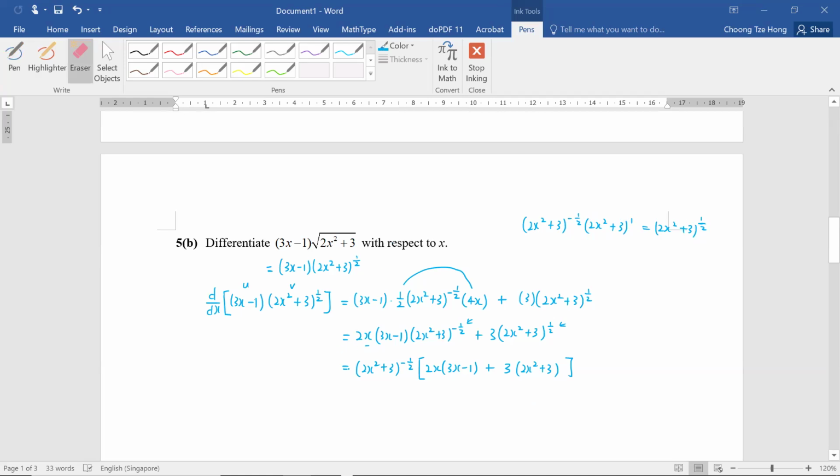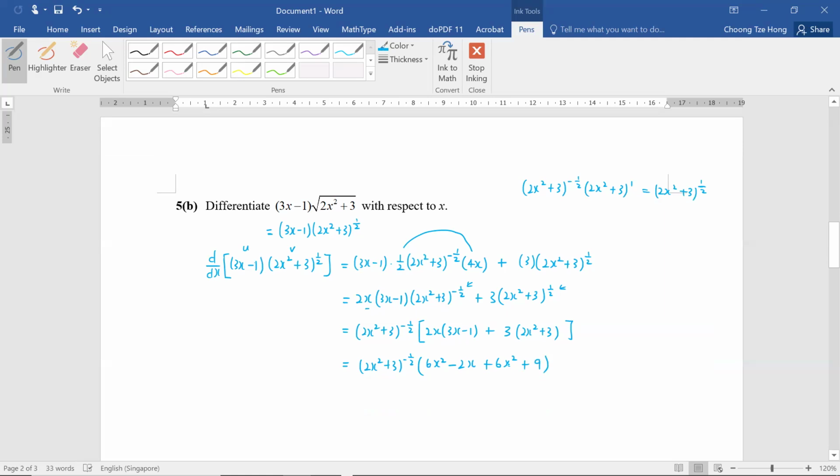So let's just simplify a bit. Over here, 2x squared plus 3 to the power of half. Let's simplify inside the bracket. Let's do extra working. 6x squared minus 2x plus 6x squared plus 9, right? So you'll get this. Finally we'll get 2x squared plus 3 to the power of negative half. Over here, 6x squared plus 6x squared will give you 12x squared minus 2x plus 9.